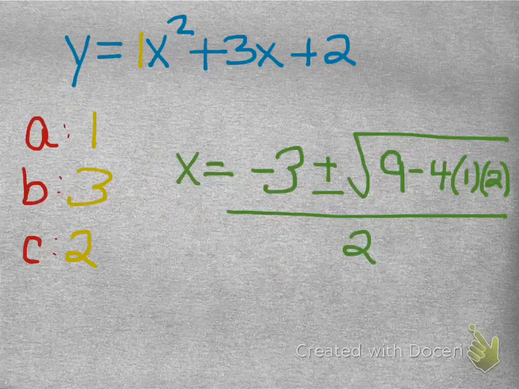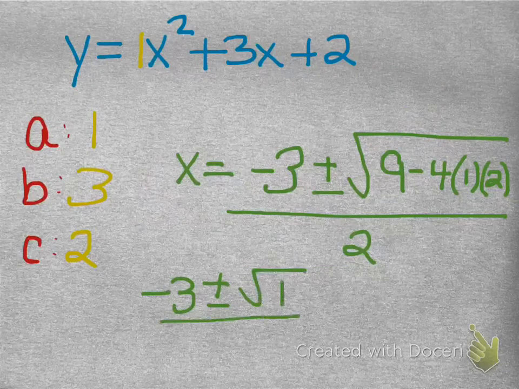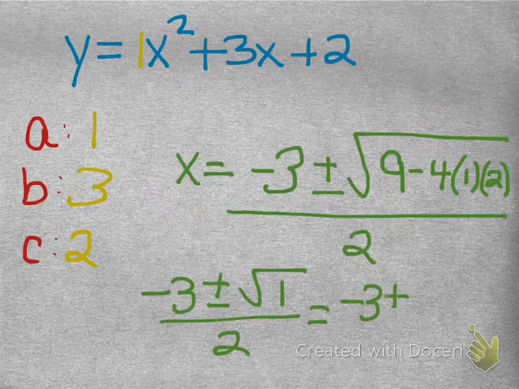Alright, now we can simplify the inside by doing 9 minus 4 times 2, which is 9 minus 8. So this turns into negative 3 plus or minus the square root of 9 minus 8, which is 1, all over 2. Alright, so what is the square root of 1? Well, that is 1. So you have negative 3 plus or minus 1 over 2.